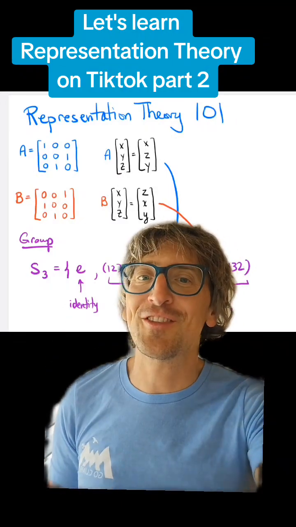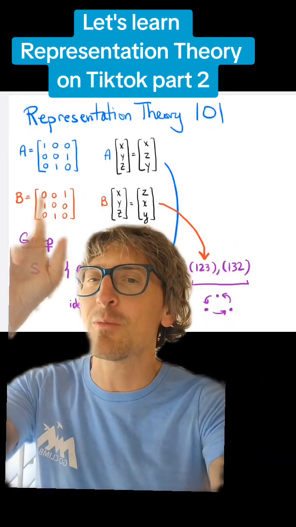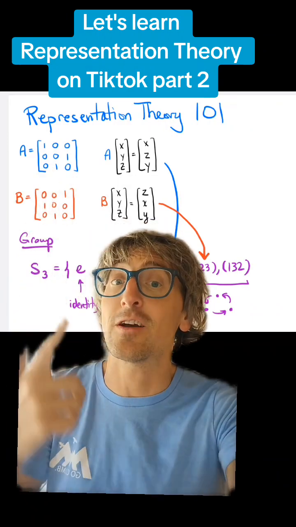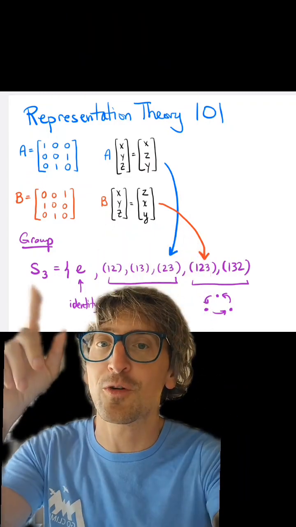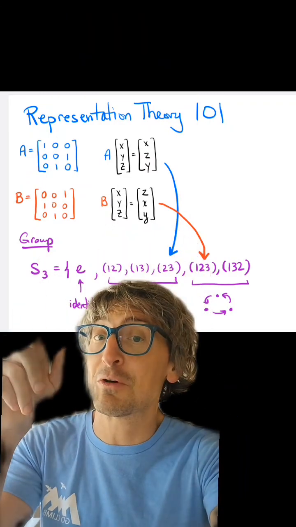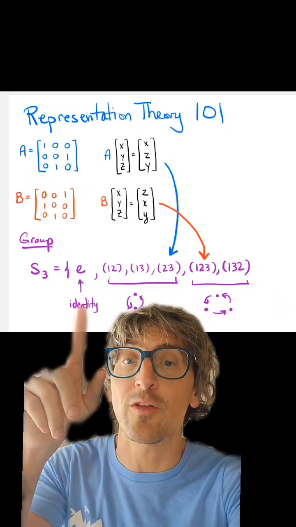Let's learn representation theory on TikTok. This is part 2, and you remember in part 1 we had these two matrices here. And I explained that they're basically just permuting the entries. And if you've taken a course in abstract algebra, you know that the word permute is often associated with what we call the symmetric group.